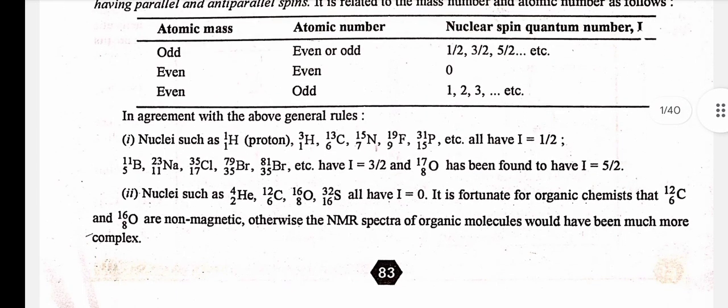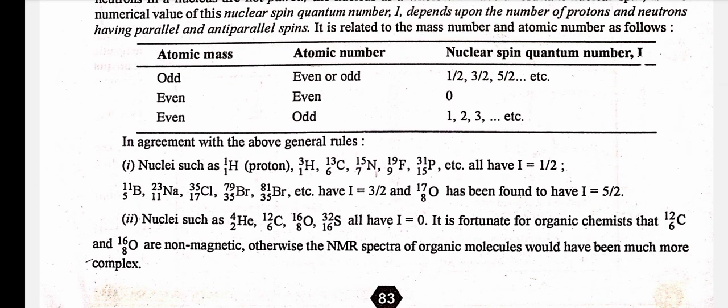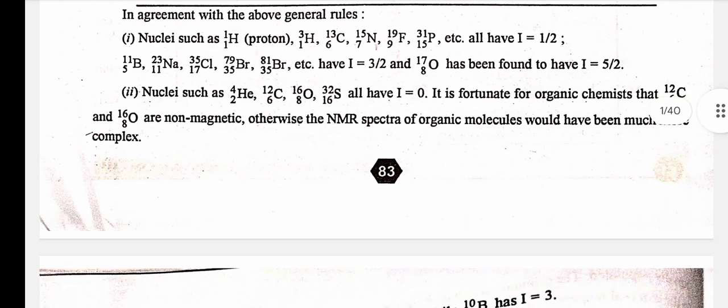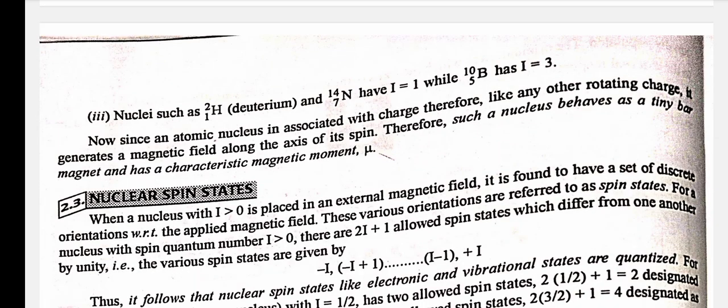In agreement with the above general rules, nuclei such as 1H1 proton, 1H3, 6C13, etc. all have I value 1/2. Nuclei such as 2He4, 6C12, 8O16 all have I equal to 0. It is fortunate for organic chemists that 6C12 and 8O16 are non-magnetic, otherwise the NMR spectra of organic molecules would have been much more complex. Nuclei such as 1H2 and 7N14 have I equal to 1, while 5B10 has I equal to 3.